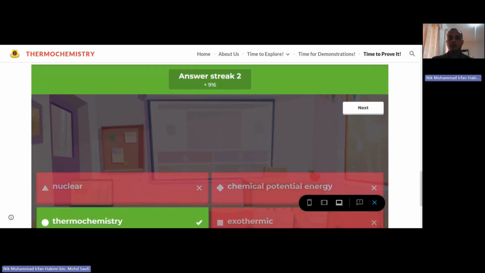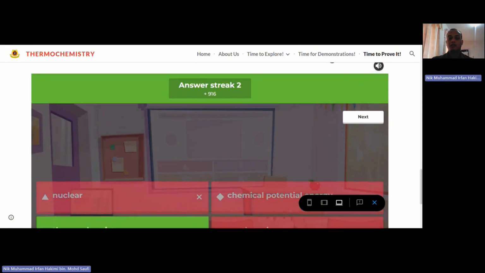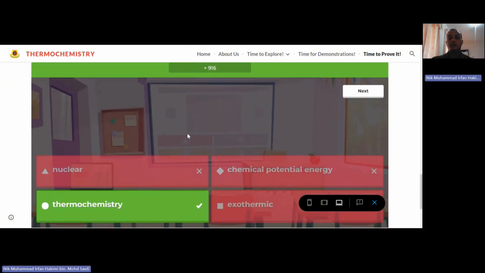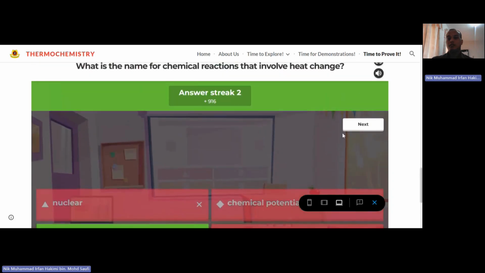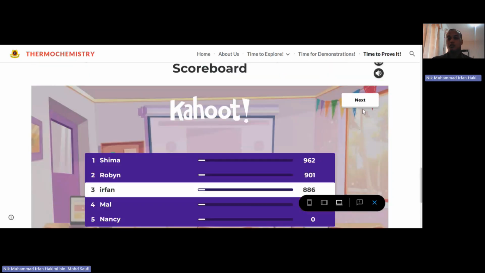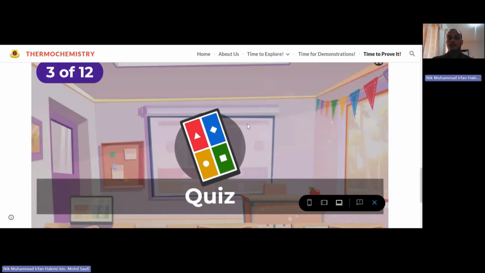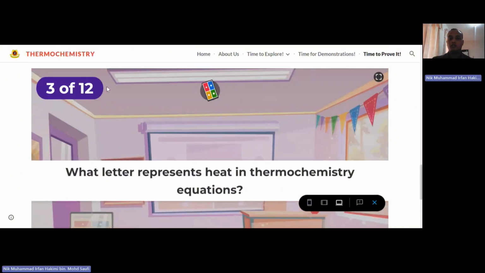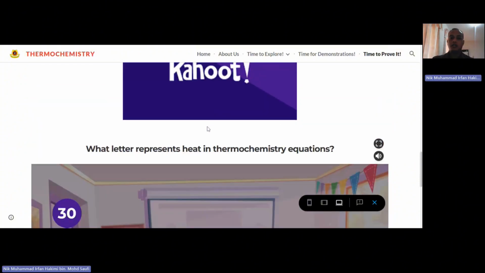If you guess the correct answer, it will appear green here. If you click the wrong answer, it will appear red. You can just continue with the next question until finished. Here we have 12 total questions for the game.